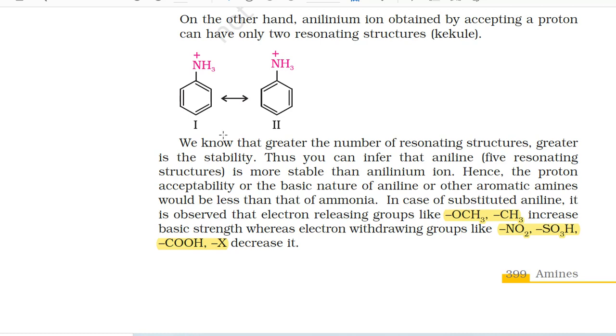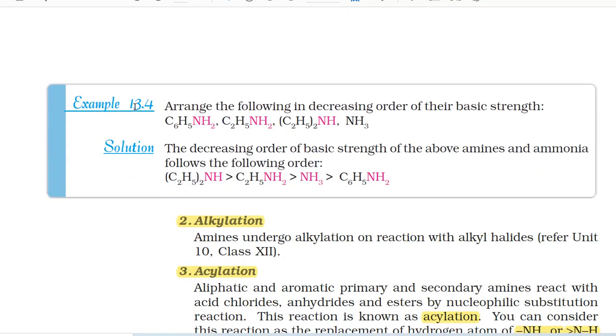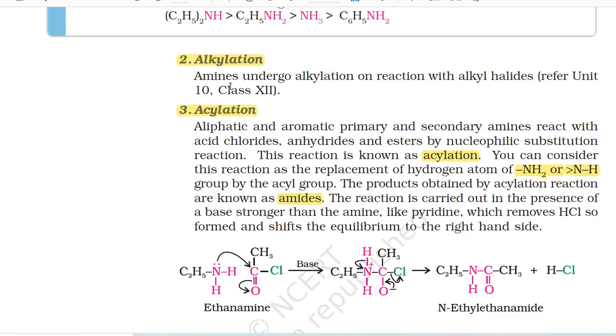In the case of substituted aniline, it is observed that electron releasing groups like OCH3, CH3 increase basic strength, whereas electron withdrawing groups like NO2, SO3H, COOH, X decrease it. Second, alkylation. Amines undergo alkylation on reaction with alkyl halides. Refer to Unit 10, Class 12.